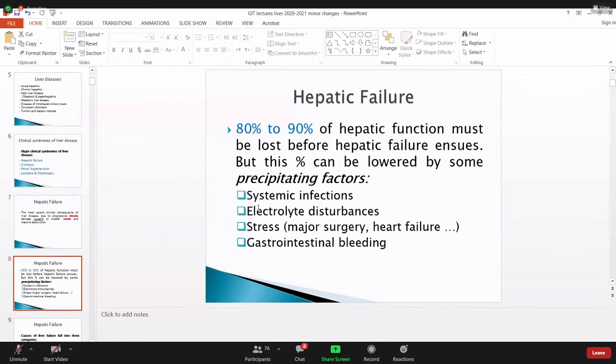For hepatic failure, there has to be loss of 80 to 90% of the hepatic function before it is recognized as hepatic failure. This percentage can be affected if the patient has other precipitating or underlying conditions; this percentage will be lowered. Hepatic failure may occur at less than 80 to 90% loss, especially if the person has systemic infections, electrolyte disturbances, major surgeries or heart failure, or GI bleeding. These four conditions are precipitating factors. Even before or at less than 80% loss of the hepatic function, hepatic failure may occur. So these are worsening conditions.